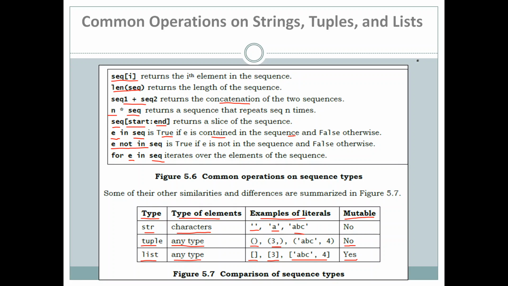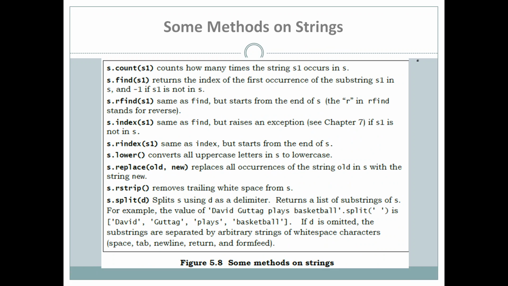Okay, now let us study some of the methods on string as well. So these are some methods which can be used with string, and it can be only used with string. So the first method here, it is s, that is our string, dot count, and we have to pass a string as an argument to it, and what it returns, it counts how many times the string s1 occurs in s. It simply returns how many times the string s1 occurs in s.